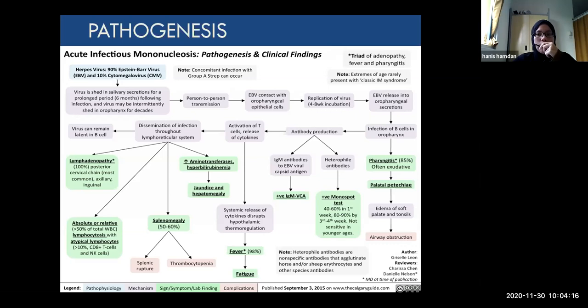After that, the virus will induce antibody production and activate the T cells to release cytokines such as interleukin-2 and interferon gamma, which will cause the fever. After that, the infection will disseminate throughout the lympho-reticular system, causing splenomegaly and lymphadenopathy. After that, the virus can remain latent in B cells.